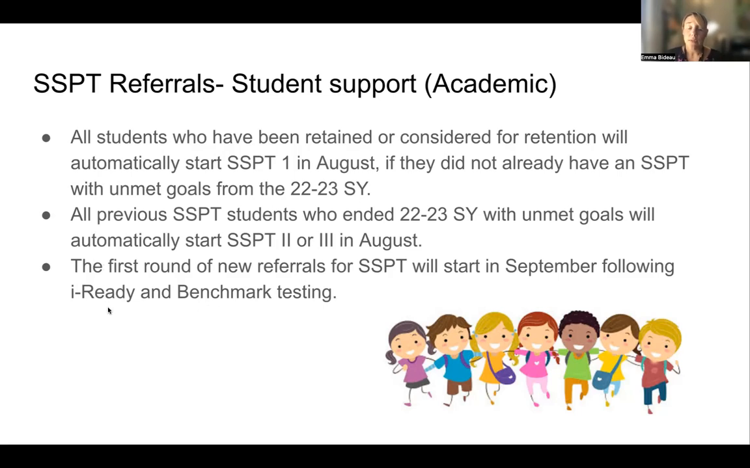So the first round of new referrals for SSPT will actually be in September. There are going to be 2 referral windows depending on your grade level. September 7th through the 29th will be for 2nd grade through 4th grade. September 15th through September 29th will be for TK and 1st grade.